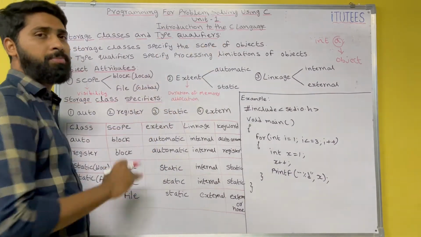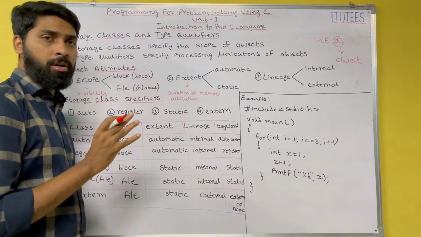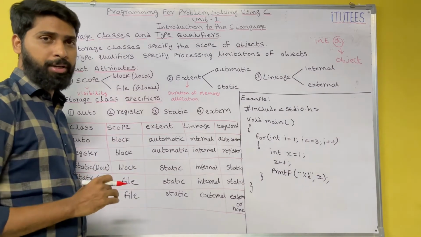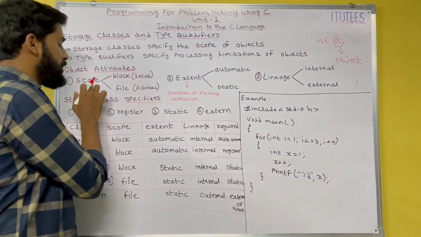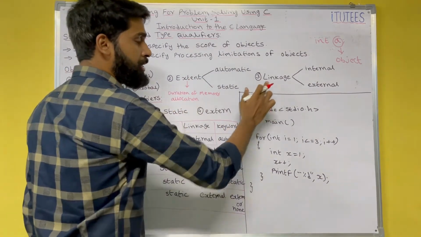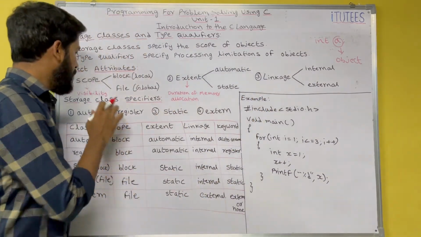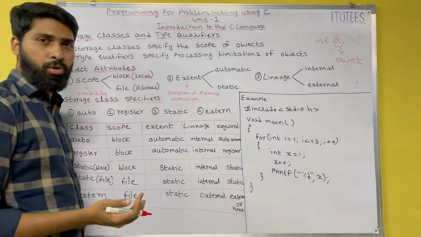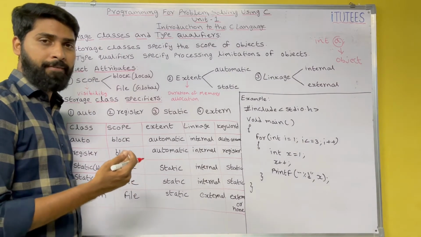I hope you all know the object. Now we know the object has some attributes. The first one is scope, the second one is extent, the third one is linkage. Okay. So coming to scope. What is the scope? Scope is nothing but visibility.